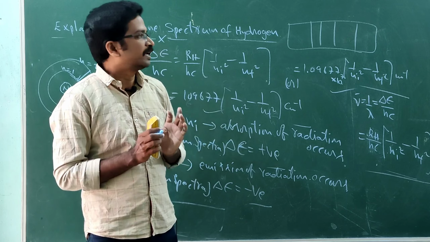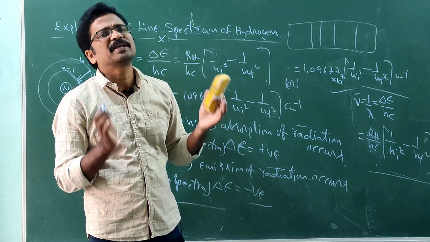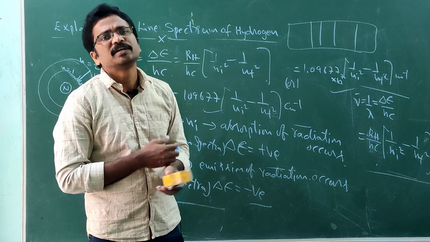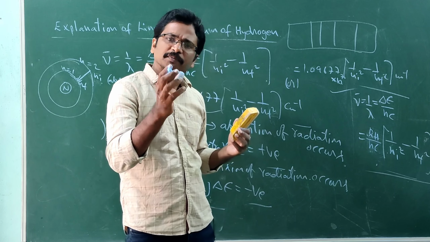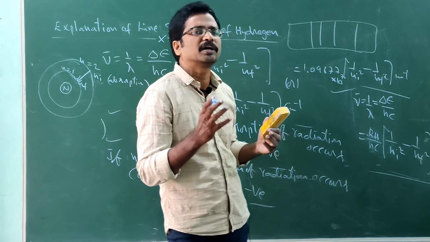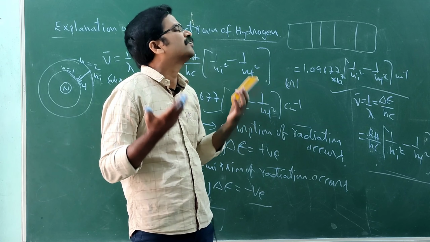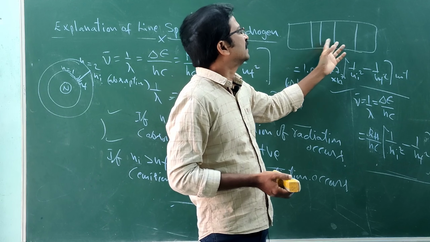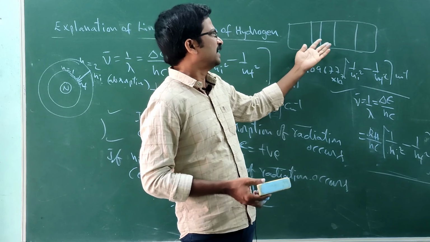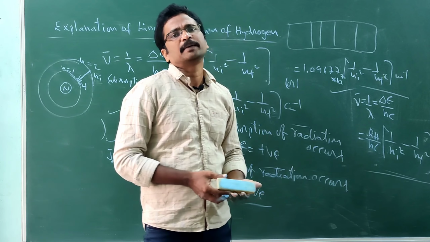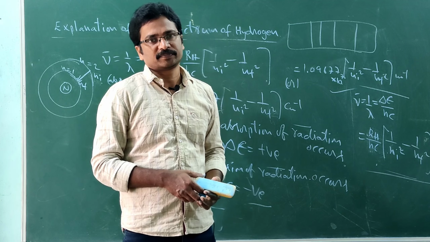That is the reason why you get different lines, not a single line, because our sample contains a large number of hydrogen atoms. One particular atom absorbs limited energy, another absorbs a greater amount, another may absorb different energy. So based on their absorption, you get different lines in the spectrum. In this way you can explain absorption and emission spectra. Okay, that's it.